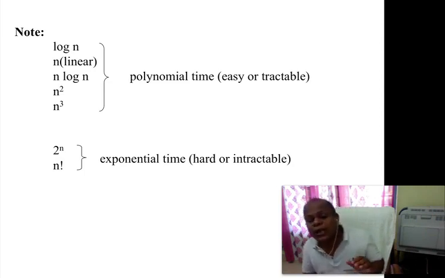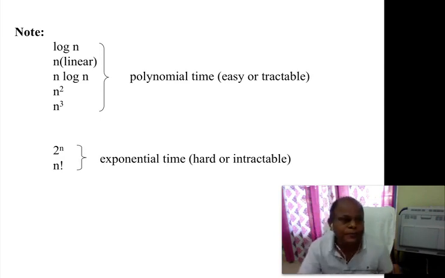But the complexity classes n factorial and 2 to the n are not polynomial time, they are exponential time. And these types of algorithms or functions whose complexity class is 2 to the n or n factorial are called hard or intractable problems.